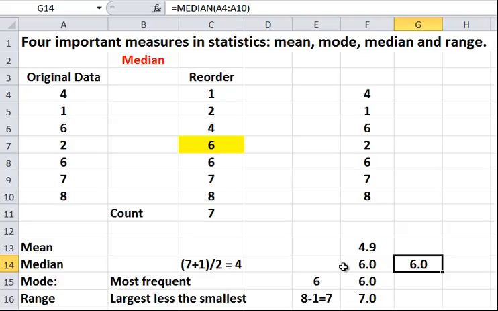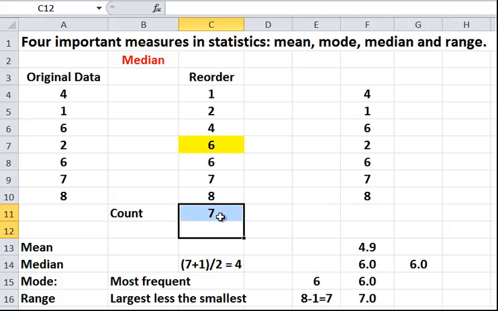The median is just the number, the count. In this case the count is 7. It's the count plus 1 divided by 2. So 7 plus 1 divided by 2 equals 4. Now if you count down, you go 1, 2, 3, 4. That's the median. That's what the formula tells us. It's the count plus 1 divided by 2 equals 4. So it's the 4th number when it's reordered.